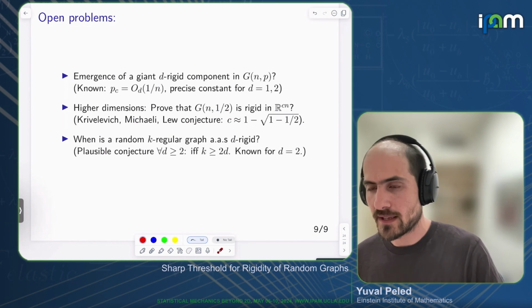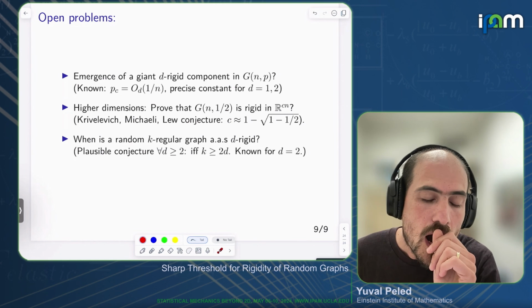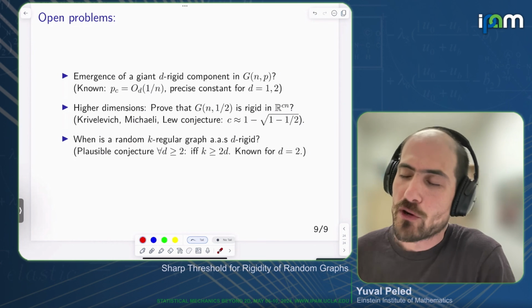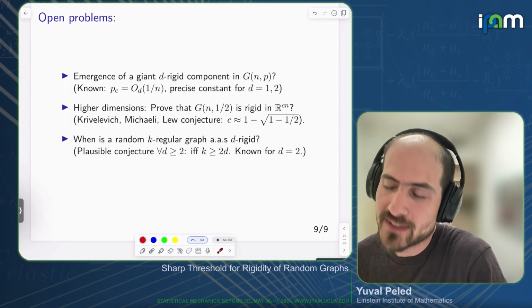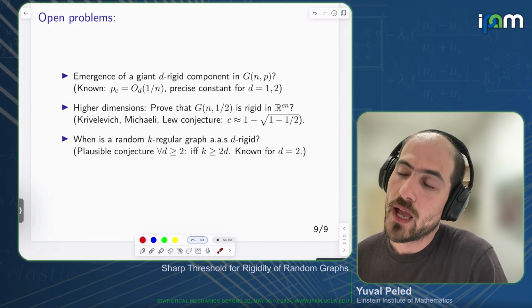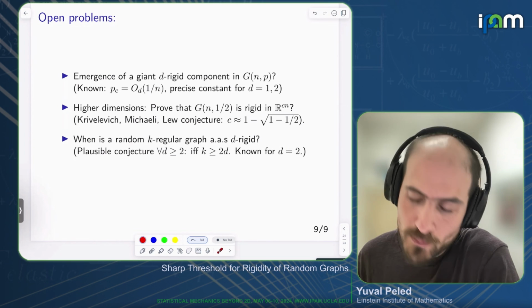And the third question that I propose is about the rigidity of random regular graphs. So we understand it when d equals 2, but for higher dimensions, it is completely open.